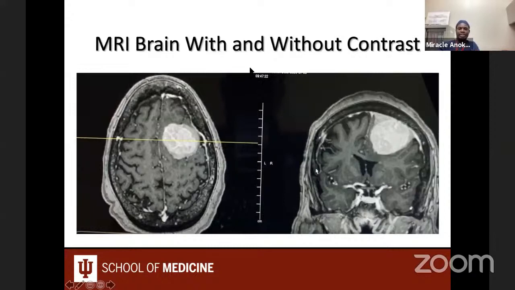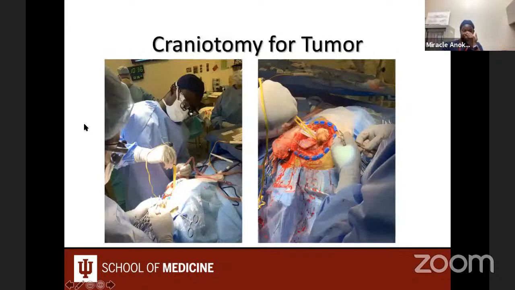And somebody asked a question, is it standard to do CT with and without contrast? You can do a CT with and without contrast. There's no standard to it. It all depends on what you're looking for and why you're doing the scan. I would not do a CT here because it won't give me the fine detail that you see here in this scan.